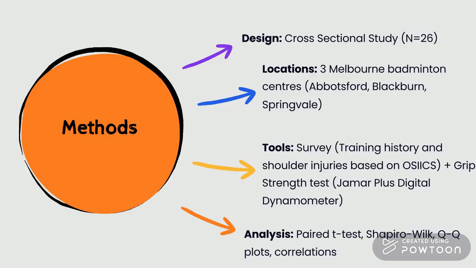Data were analysed using a paired t-test to compare dominant and non-dominant grip strength, with normality checked using the Shapiro-Wilk test and QQ plots. We also ran correlations between grip strength, asymmetry, training hours, and injury history.